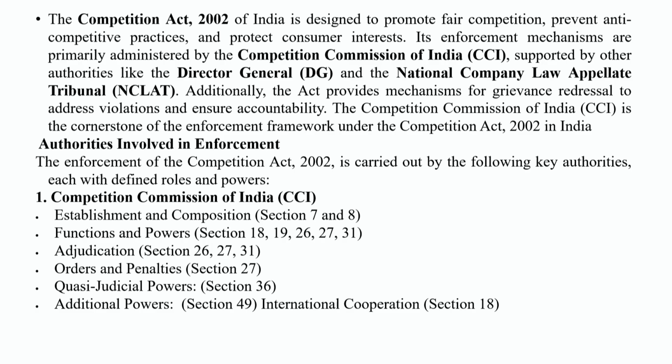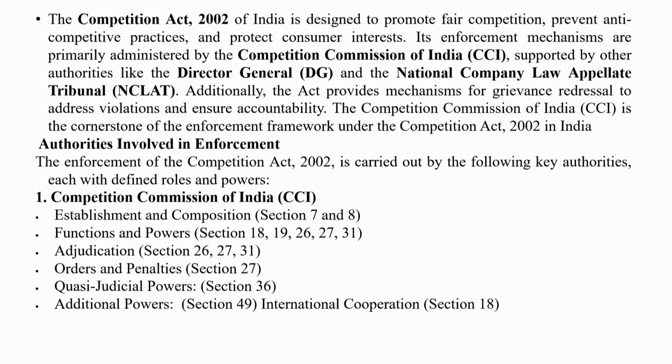Functions and power are distributed in sections 18, 19, 26, 27 and 31. Adjudication is under 26, 27 and 31. The order and penalties are given under section 27, and its quasi-judicial powers are given under section 37, and there are some additional powers, like under section 49 and section 18, which is about international cooperation. We will categorize these into duties, function and power.